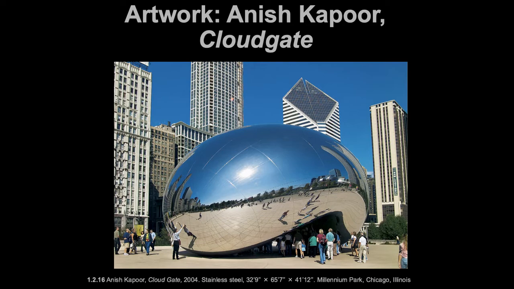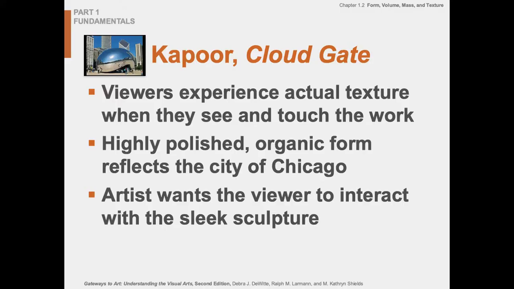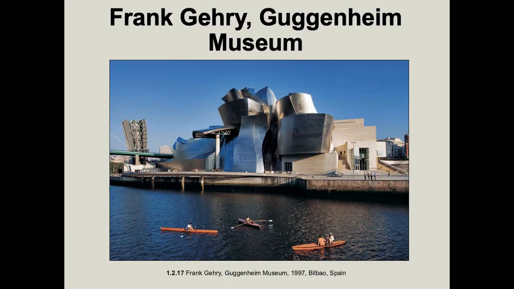People love this thing. They interact with it all the time, as you can see. But it also kind of shows weather patterns, cloud patterns. People just love this thing. So it's a mirror, so it's smooth, super smooth. Oh yes, organic form. I forgot to mention that, from Chicago.